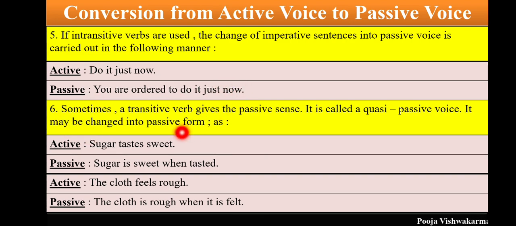Number 6 says, suppose there is a transitive verb and it is giving a passive sense to you. It is said to be a quasi-passive voice. Then it can be changed into passive form in this manner. Sugar tastes sweet. So sugar is sweet when tasted. So in this manner you can make changes in your sentences. Okay? Quasi-passive voice.